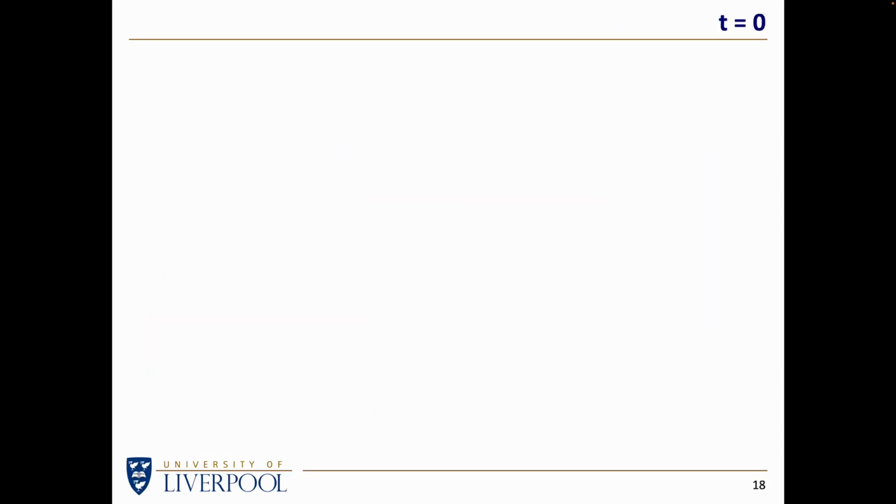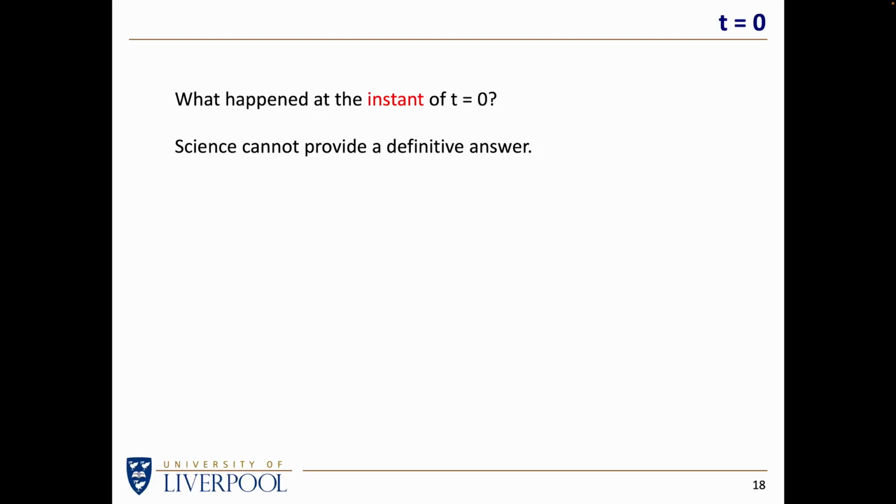So let's start the story. Where do we start? Well, we can ask what happened at t equals 0, what happened at the instant of the birth of the universe. And from what I said earlier, you can possibly guess that the answer is we don't know. Science cannot provide a definitive answer of what happened at t equals 0.